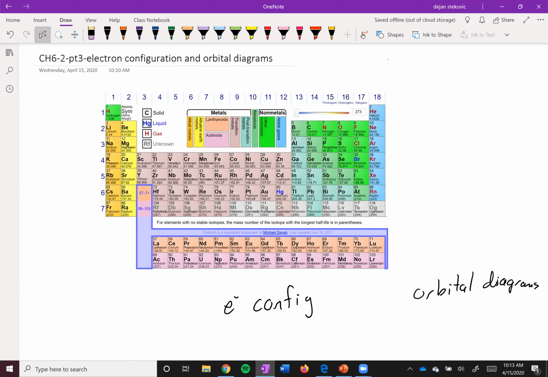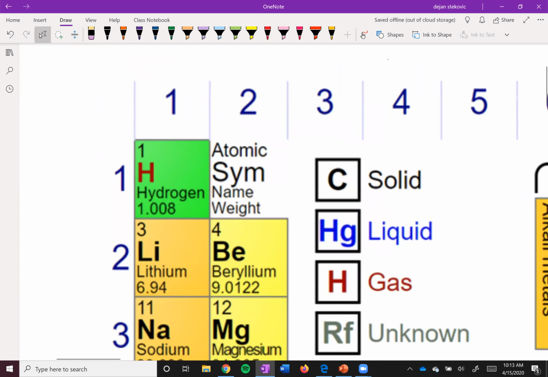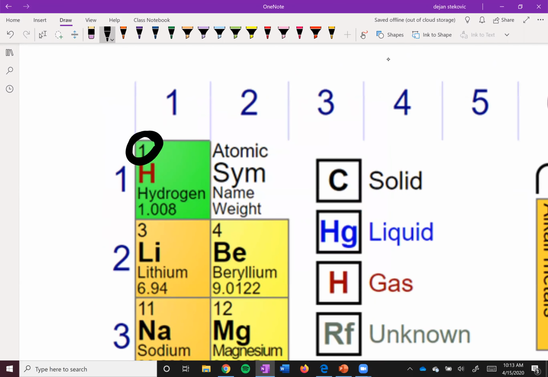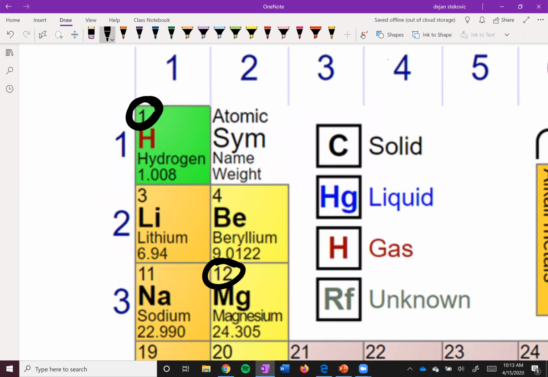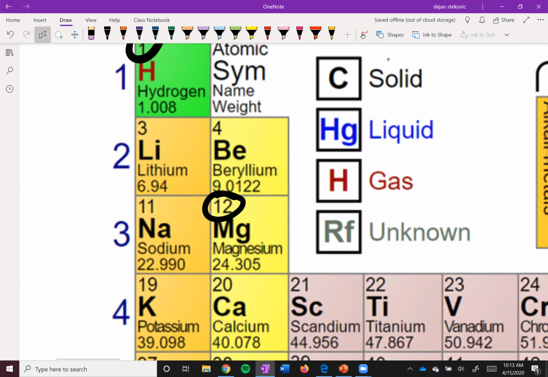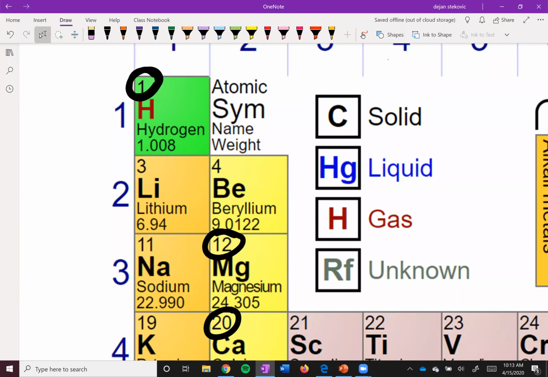And so what we're talking about here is electron configuration. The first thing we have to know is how many electrons an element has. Remember that in a neutral element, the number of protons is equal to the number of electrons. And the number of protons is this number right here. So hydrogen has 1 proton, magnesium has 12 protons, calcium has 20 protons. Since they're neutral in this state, they have the same amount of protons as electrons. So hydrogen has 1 electron, magnesium has 12 electrons, calcium has 20 electrons.